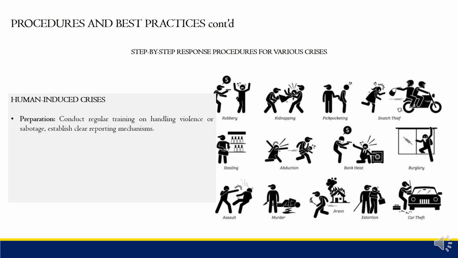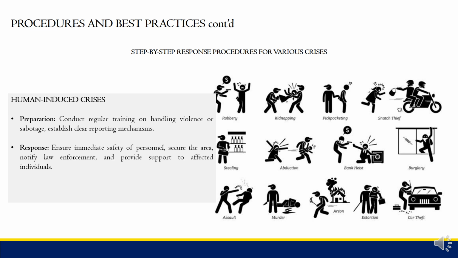Human-induced crisis. Preparation. Conduct regular training on handling violence or sabotage. Establish clear reporting mechanisms. Response. Ensure immediate safety of personnel, secure the area, notify law enforcement, and provide support to affected individuals. Recovery. Offer counseling services, review security protocols, and address any identified vulnerabilities.